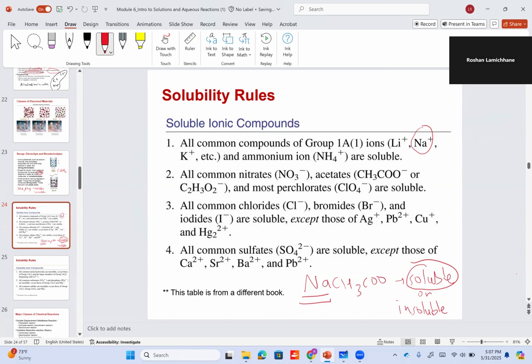Even rule 2 points out that this NaCH3COO is soluble in water, because it says all common nitrates, acetates, CH3COO minus. Look at this. Isn't this my acetate salt? And that is how I know that this is soluble in water.